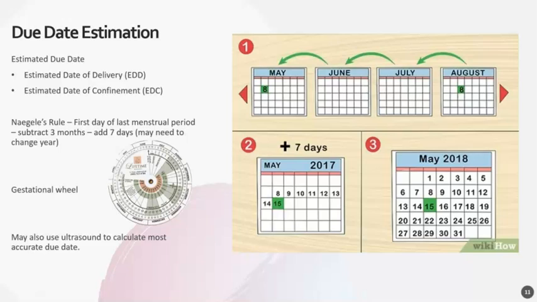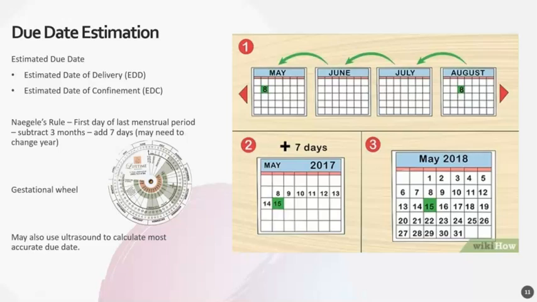So due date estimation. You may hear this called a couple different things. I feel like most commonly it's just the estimated date of delivery, or EDD. You'll hear some people say estimated date of confinement, EDC, or some people will just shorten it to due date. So with that, we have Nagel's rule, which is what we use a lot of times to determine that estimated delivery date. What you're doing there is taking the first day of the last menstrual period. From that date, you will subtract 3 months.